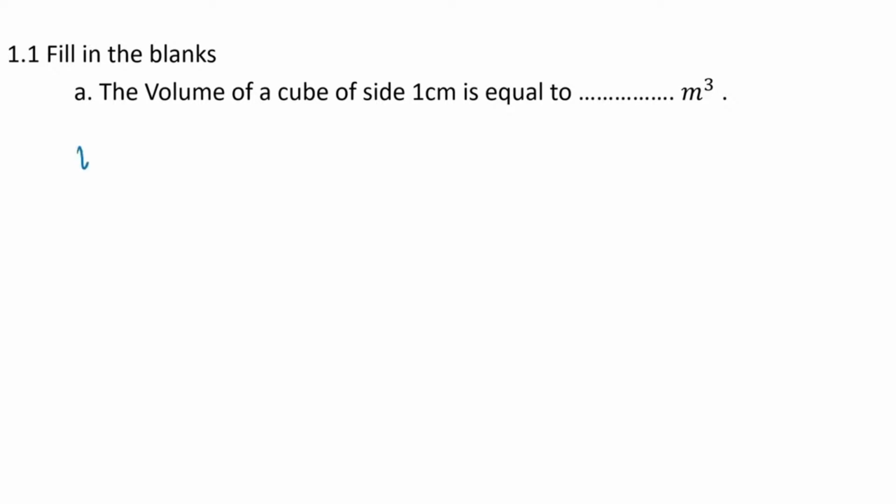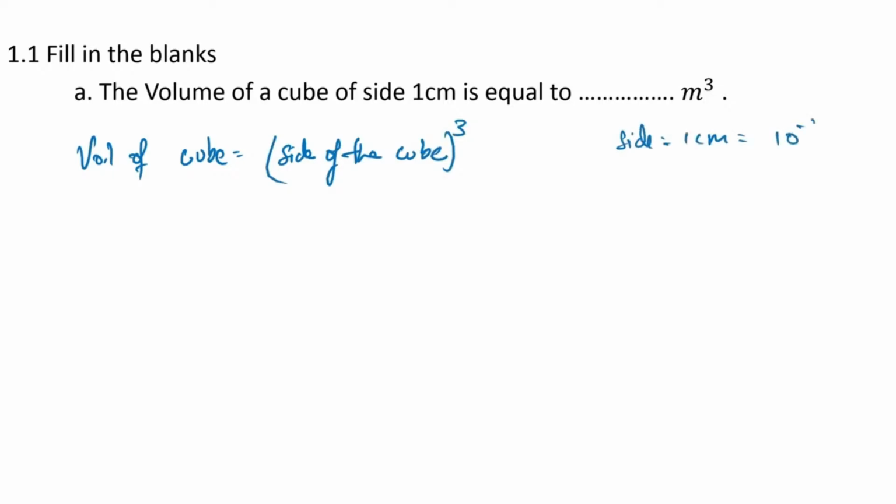So we all know that the expression for the volume of a cube is side cubed, and the side of the cube is given as 1 centimeter. So first we will convert this centimeter to meter, which is equal to 10 raised to the power minus 2 meter. Now on substituting, we will have (10 raised to the power minus 2 meter) cubed, which will result in 10 raised to the power minus 6 meter cube. That will be the volume of the cube.